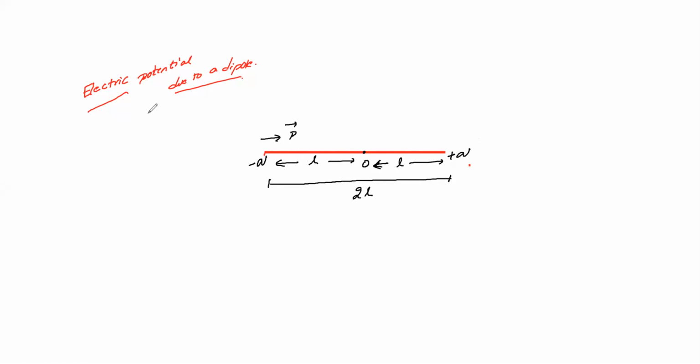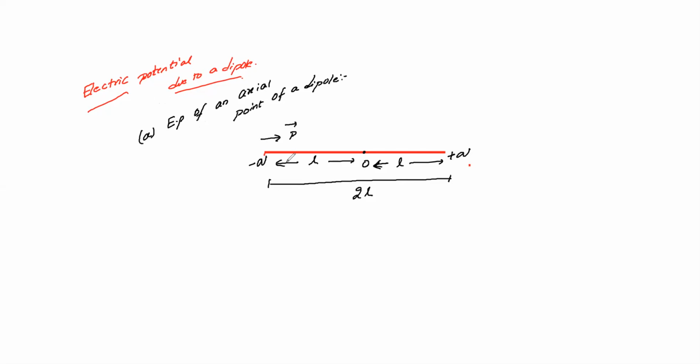Now we'll see the dipole with respect to electric potentials. Let's see that. Make a subheading: electric potential at an axial point of a dipole.